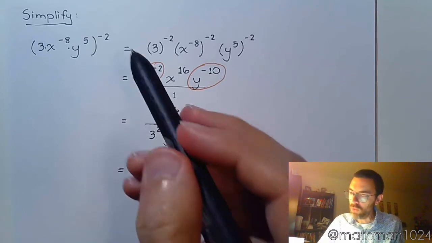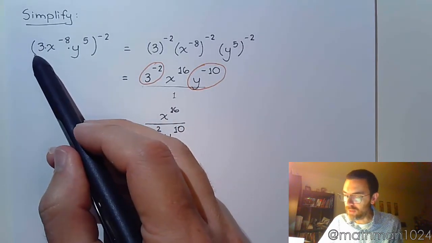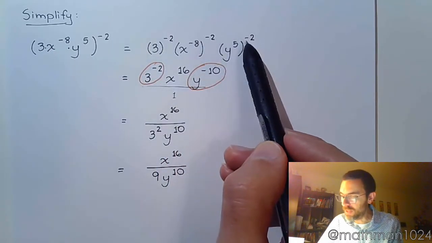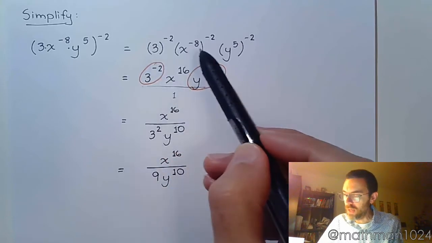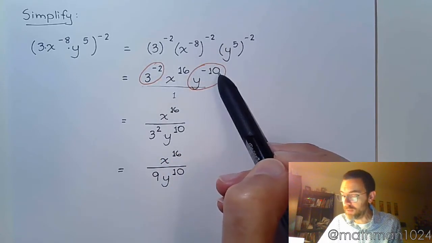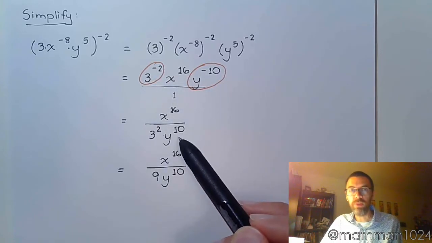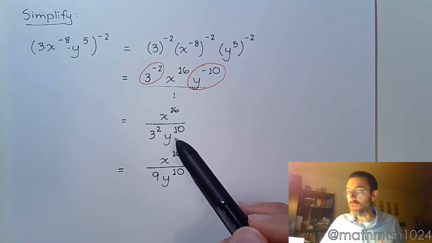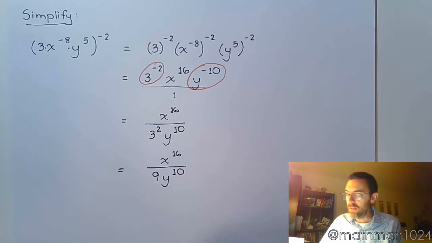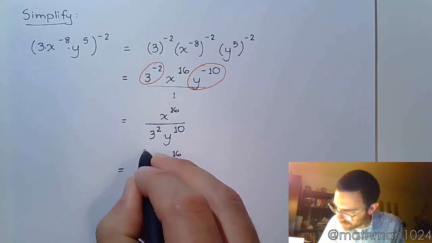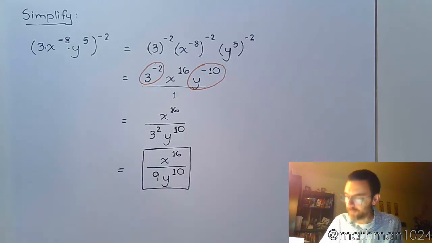Okay? So we applied a power to a product. So this power of negative 2 gets applied to each of these 3 factors. Powers to power means you multiply. And then when you have negative powers, you put those guys in the denominator or the other side of the fraction bar, depending on where they start. And yeah, 3 to the 2nd is 9. So that's it.